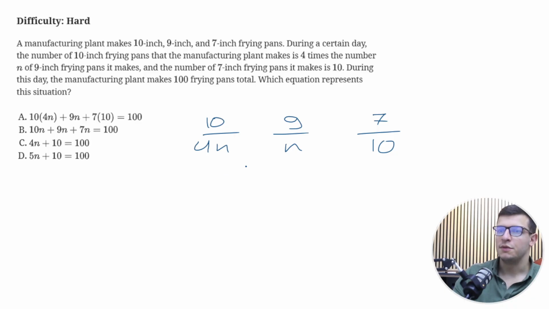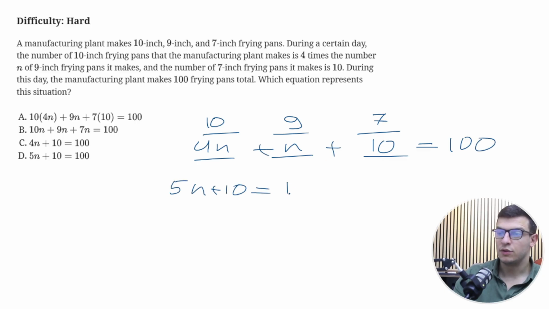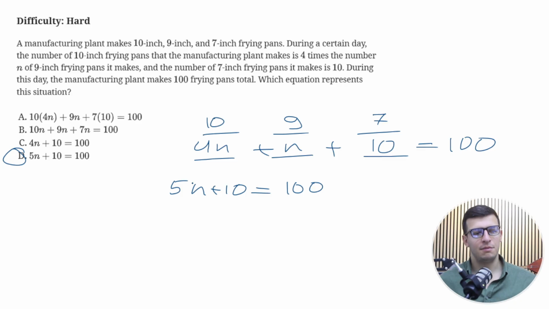Which equation represents this situation? So we know there's 4n of 10-inch, n of 9-inch, and 10 of 7-inch, and the total has to be equal to 100. So I'll just add them up. 5n plus 10 is equal to 100. Okay, now we don't need to solve it because they're looking for the equation, but if you do solve it, you can find what n is, and then you can find however many pans were made per inch type. But we don't need that here.